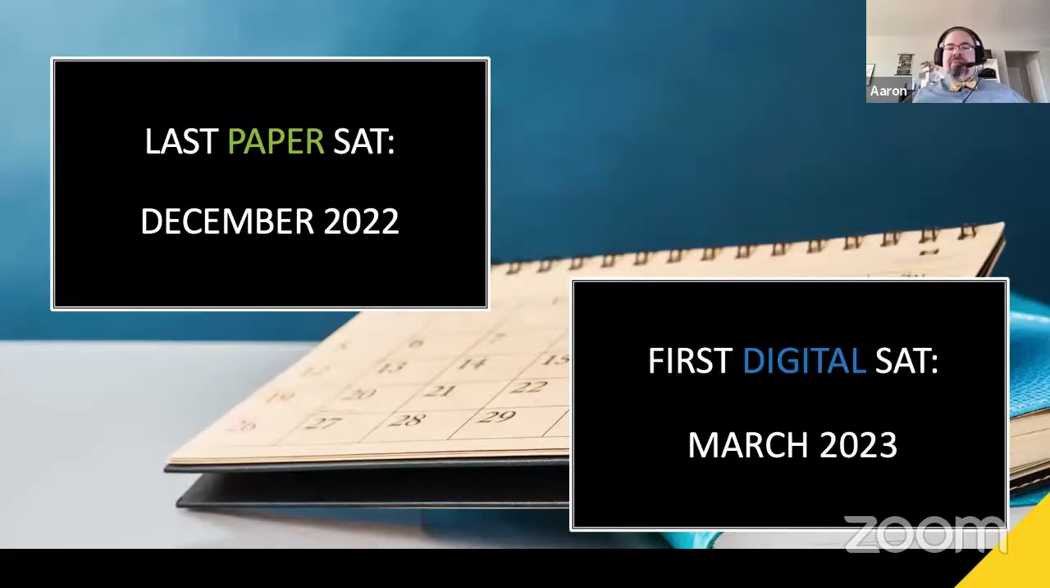So first of all, the last paper SAT is going to be at the end of 2022. Starting in March 2023, outside of the United States, the SAT is going to be digital. Note that I am saying outside of the United States because the United States is going to shift over to digital later. There are a few reasons for that. One is that it's easier for the College Board to do a rollout that does not involve everyone all at once. That's the biggest reason, but those of us outside the United States are looking at the digital SAT.